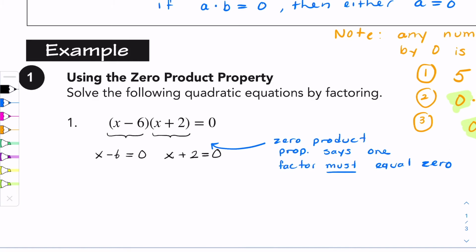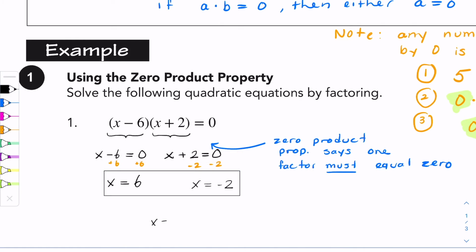So if we have x minus 6 equals 0, we would add 6 to both sides. That gives us our solution of x equals 6. For the next one, if x plus 2 equals 0, subtract 2 from both sides. That gives us the solution of x equals negative 2. These are your answers. You can either leave them written like that, or you can list them as x equals negative 2, 6.